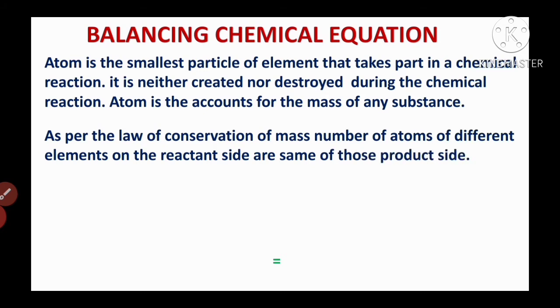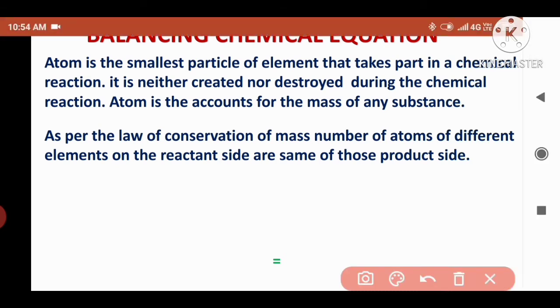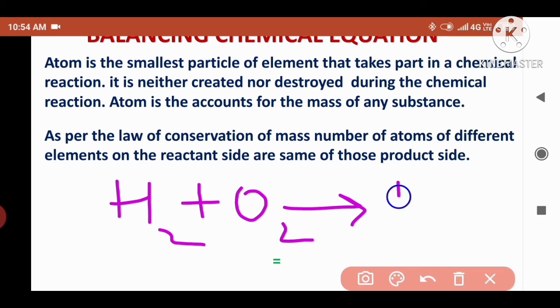Let us check which elements are on the reactant side. For those elements, if the same number of atoms are present in the products, then the atoms are equal, and their masses will also be equal. For example, hydrogen reacts with oxygen, producing water. Let us consider this equation: hydrogen H2 reacts with oxygen, producing water. This is a chemical equation. Now here, which elements are involved? Hydrogen and oxygen are involved. This is the reactant side.